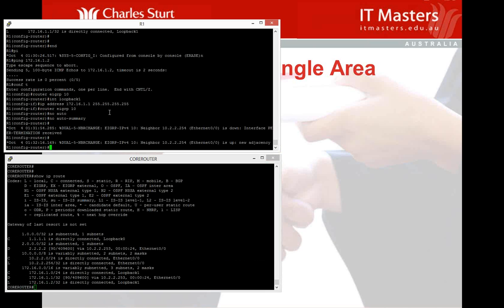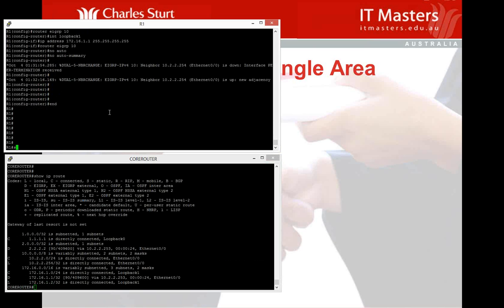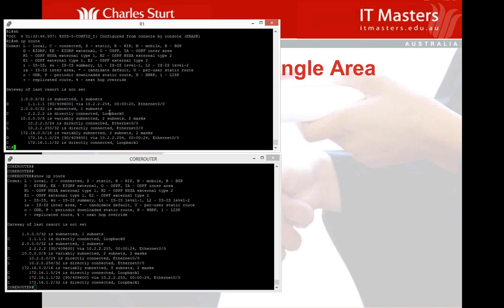Alright, now I should come back up. Okay, so now you'll see that the routes have slightly changed. 172.16.1.0, that's a connected route. Over here, we've got this route learned by EIGRP, there's a local IP address, bingo. So that's where we've got our EIGRP.